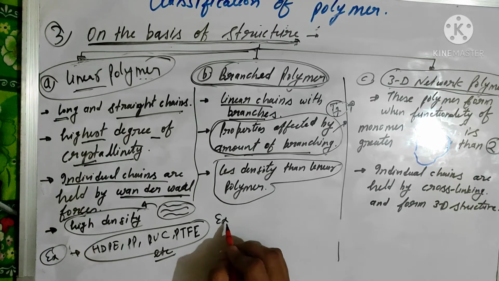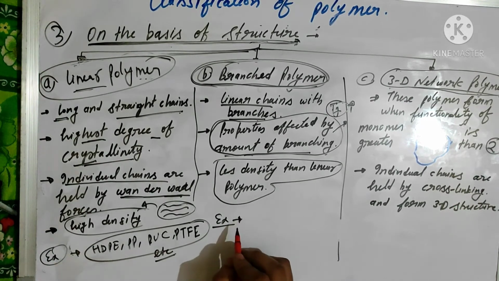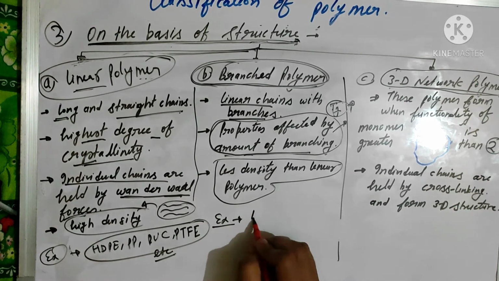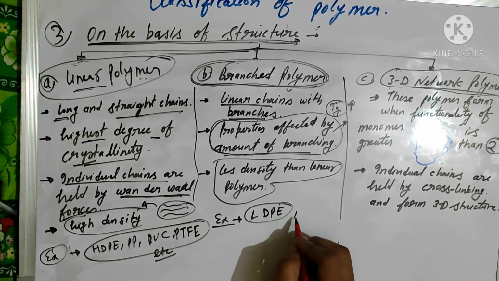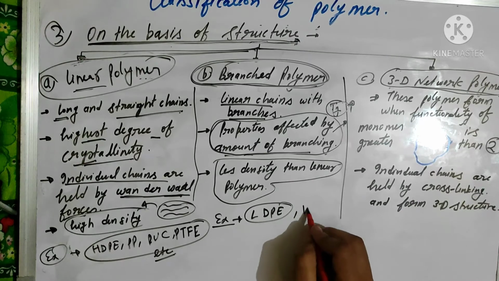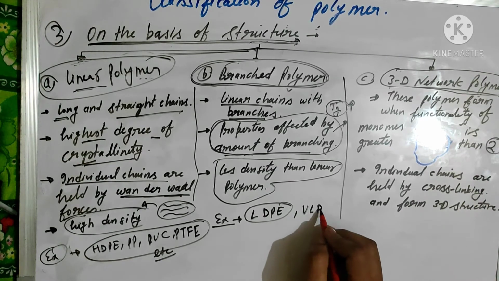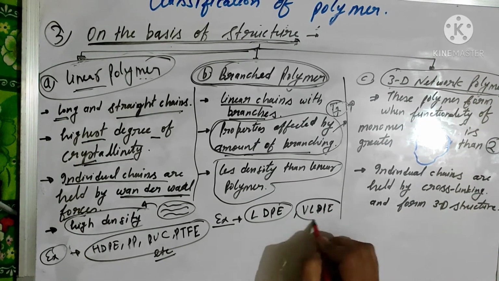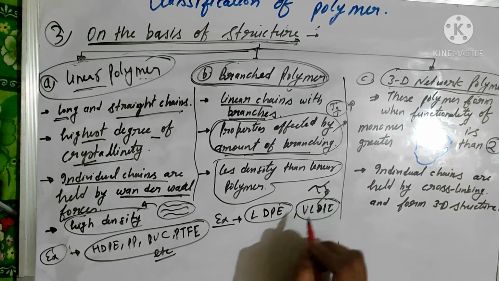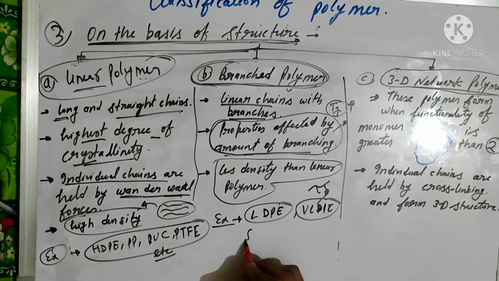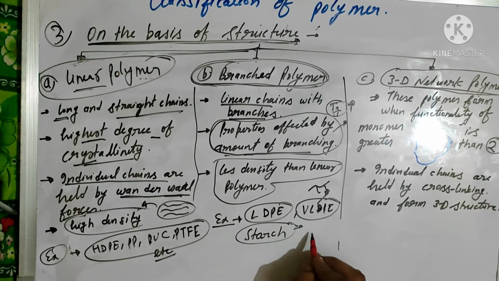Some examples of branch polymer are: LDPE, low density polyethylene, is a branch polymer. VLDPE is a branch polymer in which the branches are short. Starch also comes under the branch polymer and more.